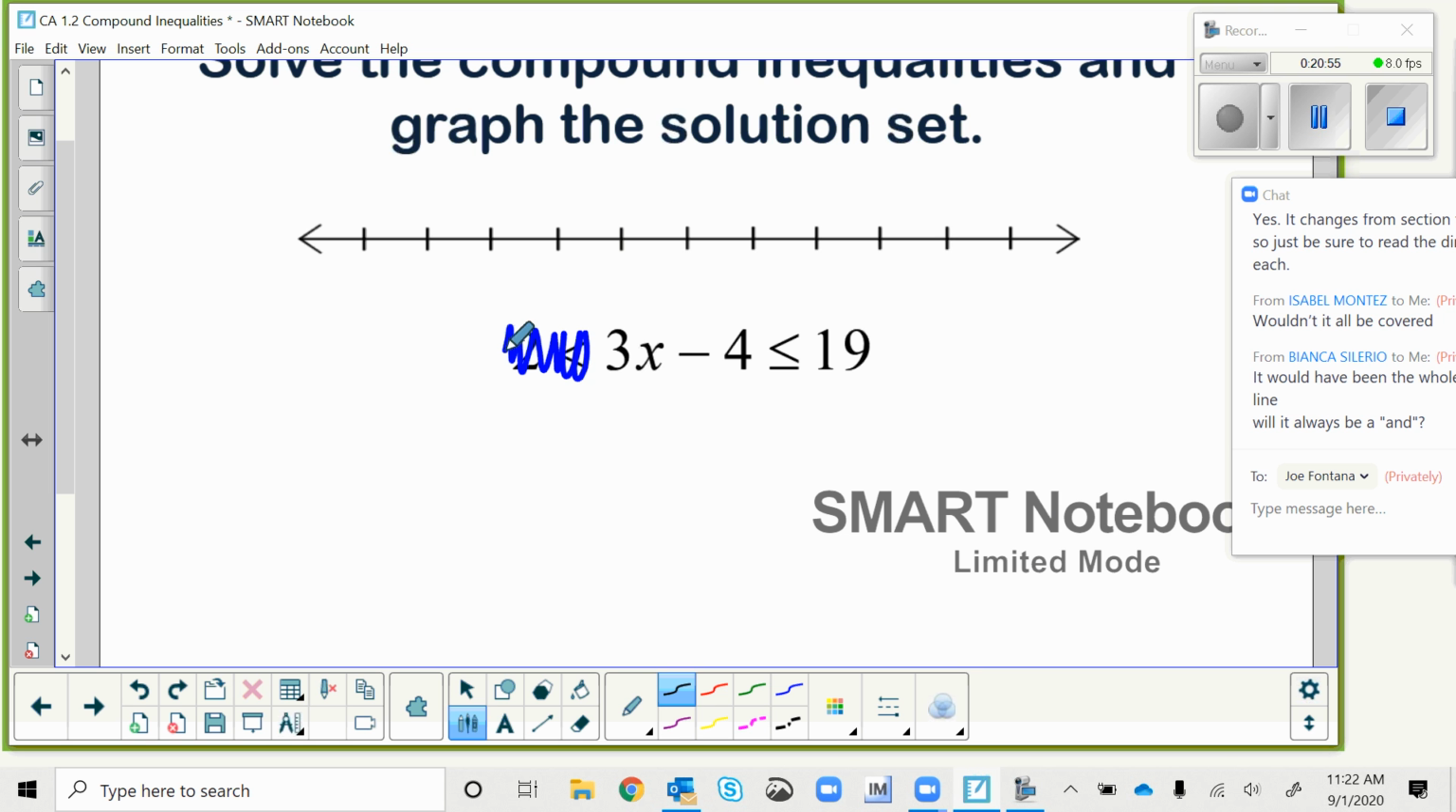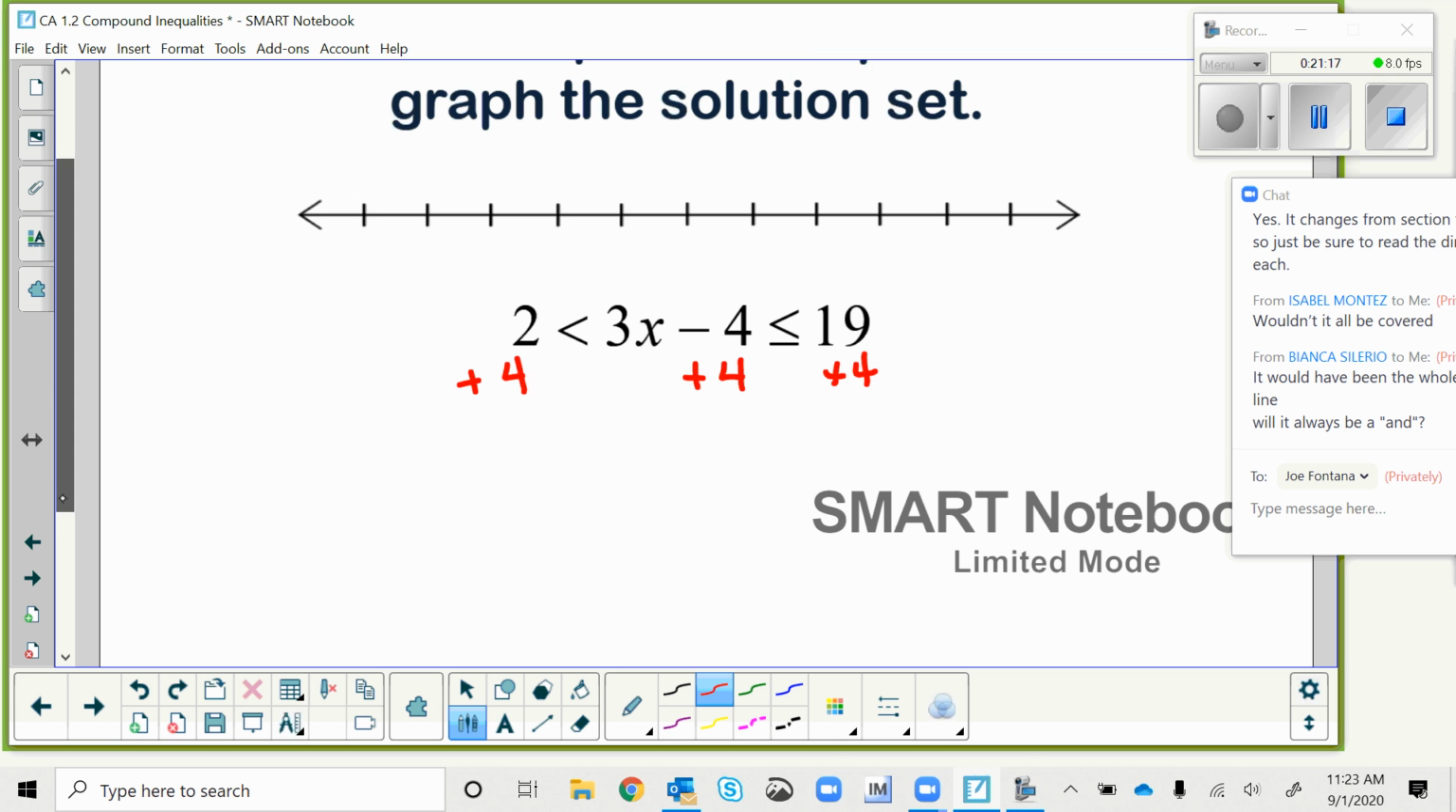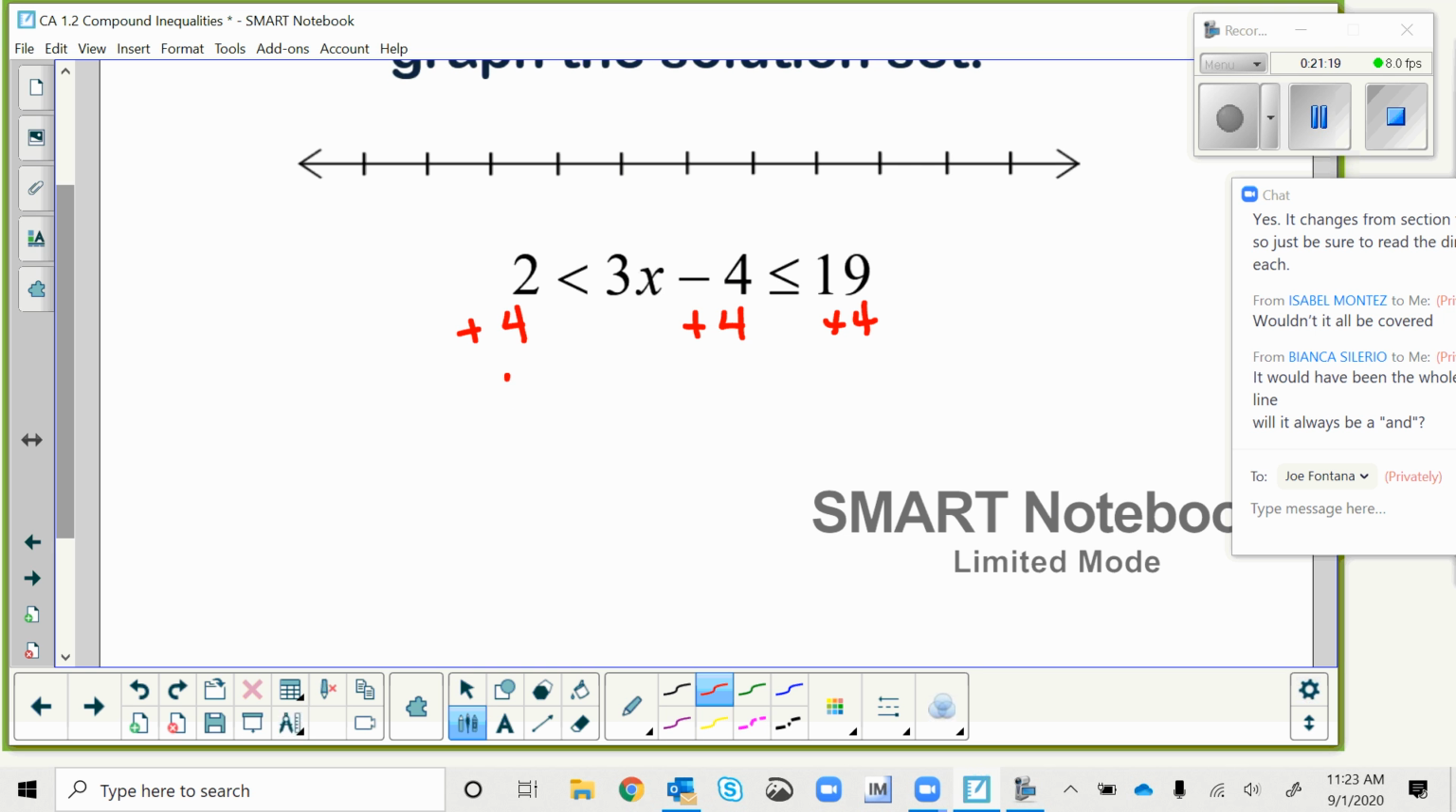So you add 4, divide by 3. And that's what we're going to do. We're just going to do it. We have 3 places to do that now instead of just 2. So we start by adding the 4 to the middle, the right, and the left. So now I have 6 less than 3x less than or equal to 23.